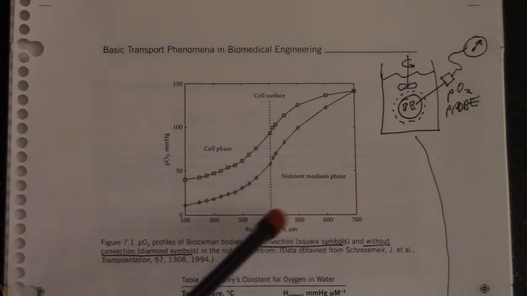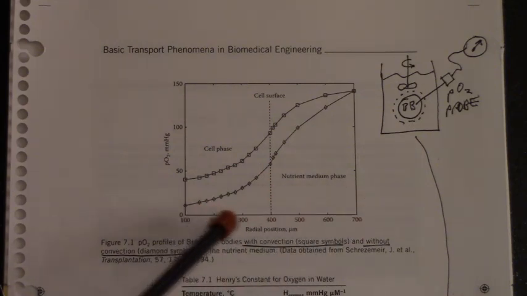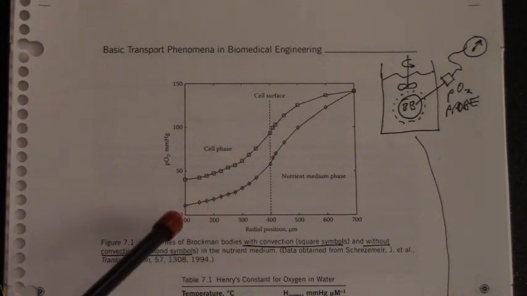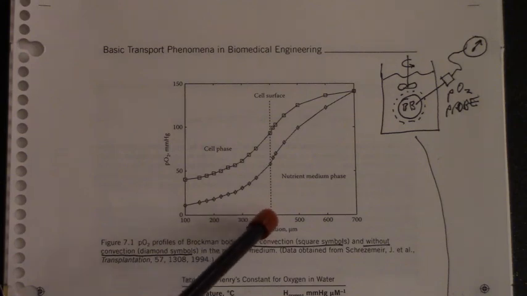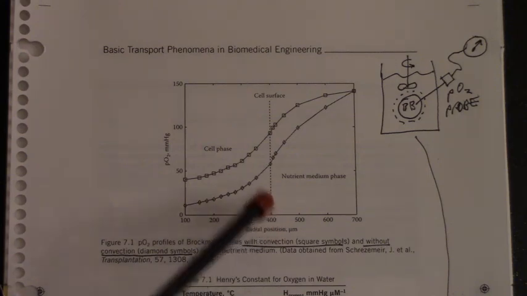And then down here we have radial position. So this radial position is the distance from the center of the Brockman body. The abscissa doesn't go all the way to 0. You can see it stops at 100 microns here. But you can see the Brockman body has a radius of 400 microns.